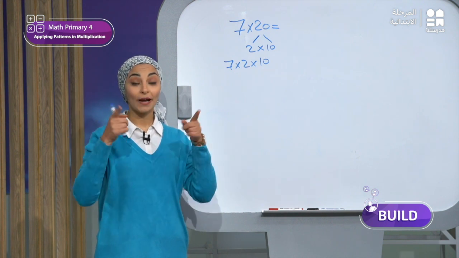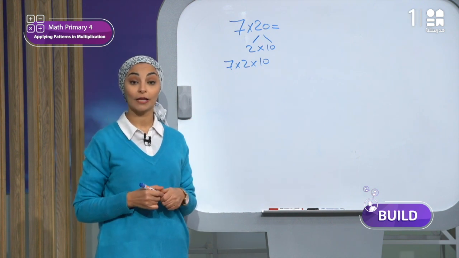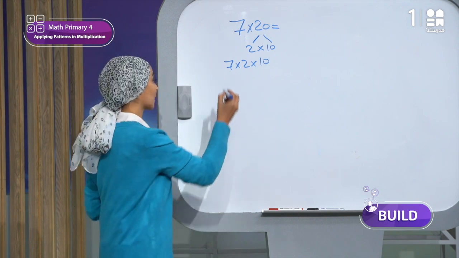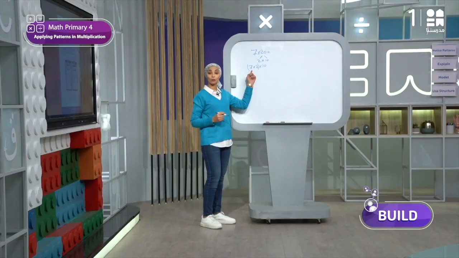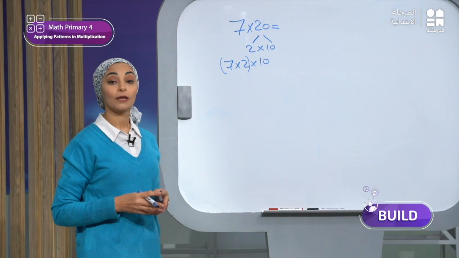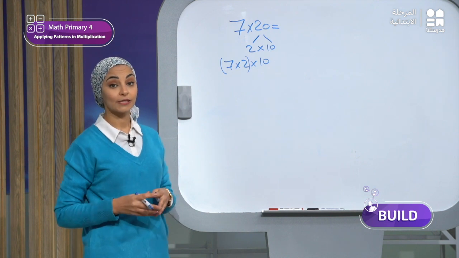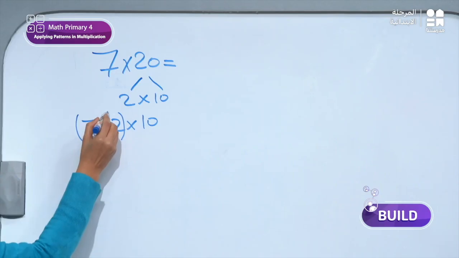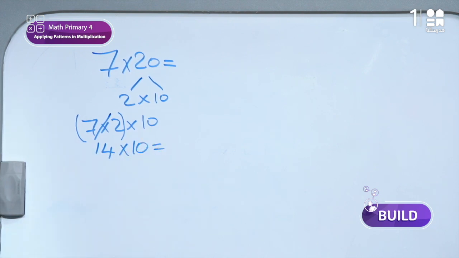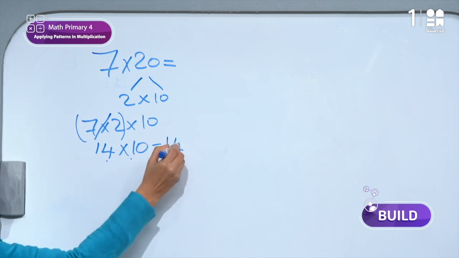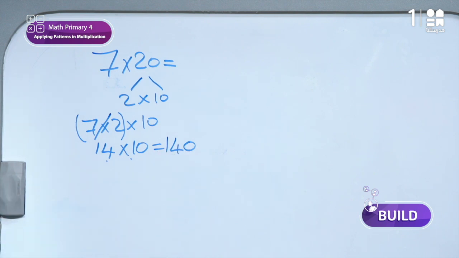So we can draw brackets around 7 times 2 and multiply them first. When I have a bracket, I must start with the bracket first. So I will multiply the product, which is 14, by 10. 7 times 2 gives me 14, so here I have 14 times 10. Okay, now 14 times 10, this will be what? Yes, 14 times 1, 14, and put the 0 to be 140.